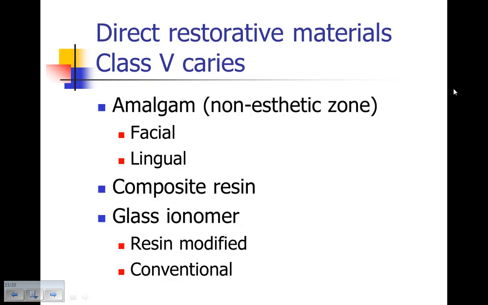So we look at direct restorative materials for Class V caries. In the non-aesthetic zone, facial and lingual, we think about an amalgam. In the aesthetic zone, and where we can get adequate isolation, we think about composite. Where isolation may be difficult, or the patient has xerostomia, dry mouth, may be at risk for other root surface lesions, we'll consider using either a resin-modified glass ionomer or a conventional glass ionomer.